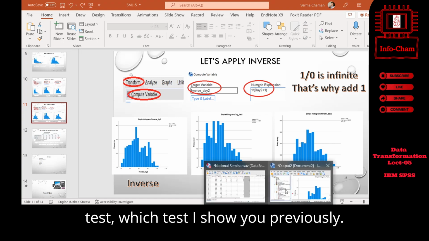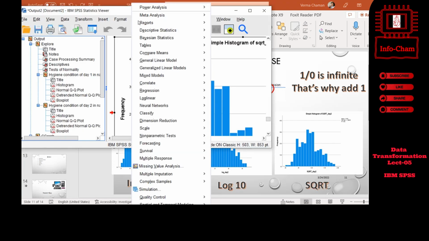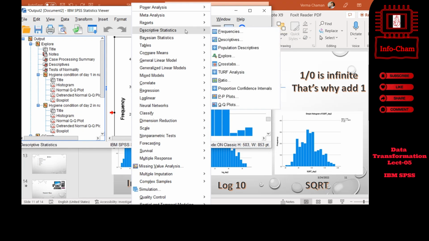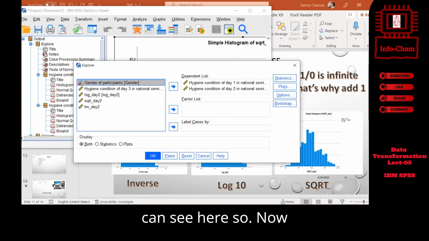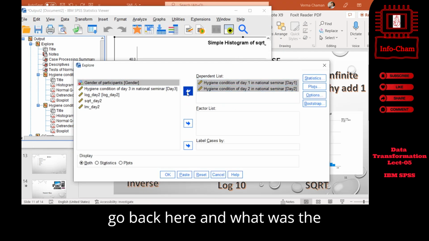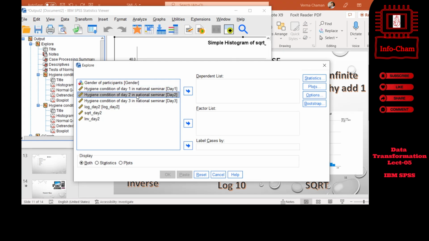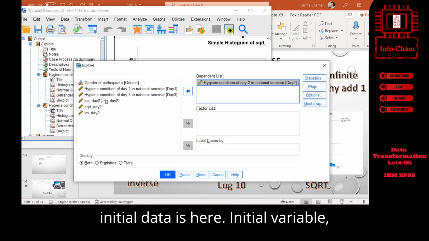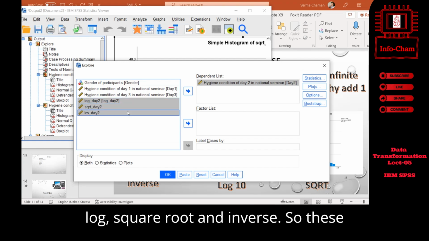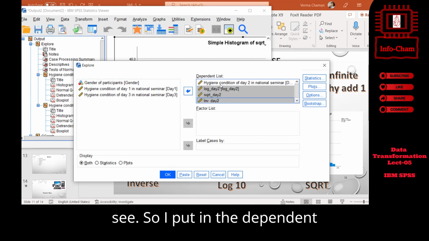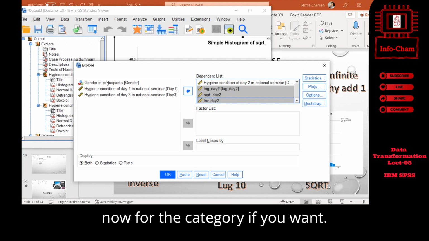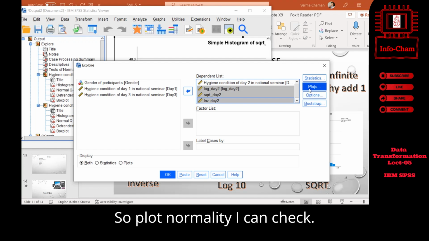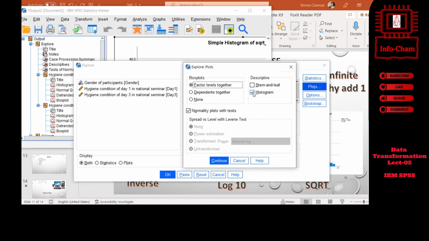Which test did I show you previously? Analyze, Descriptive, and Explore. You can see here. So now go back here, and what was the initial data is here, the initial variable, log, square root, and inverse. These three transformations we did. Let's see. So I put them in the dependent list. The factor list is not important now, only for a category if you want. In Plots, normality I can check. Histogram we already made, but no need to make it now.